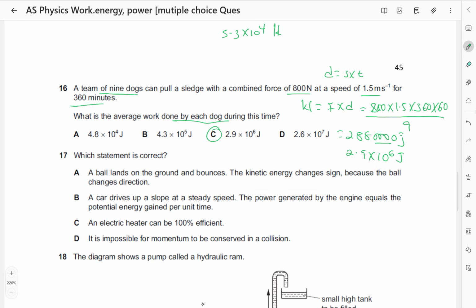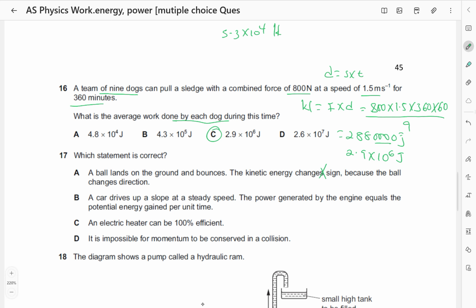Which statement is correct? The ball lands on the ground and bounces. The kinetic energy changes sign because the ball changes direction. Kinetic energy is a scalar quantity, so this statement is not correct.